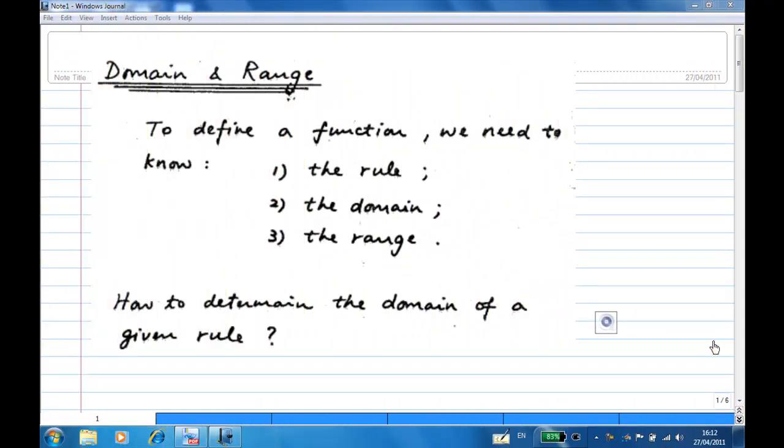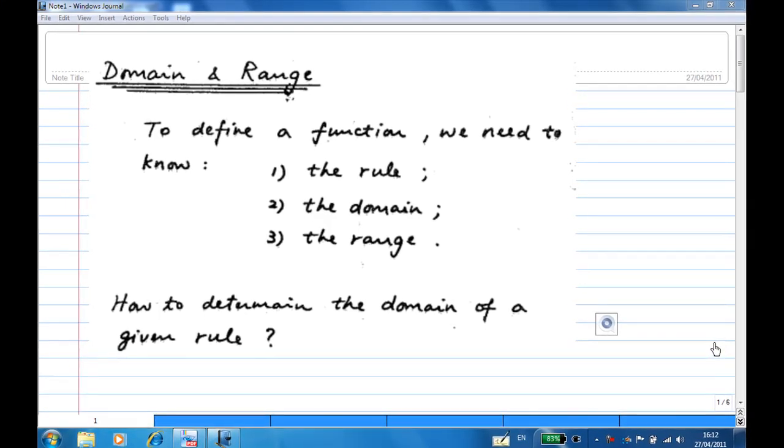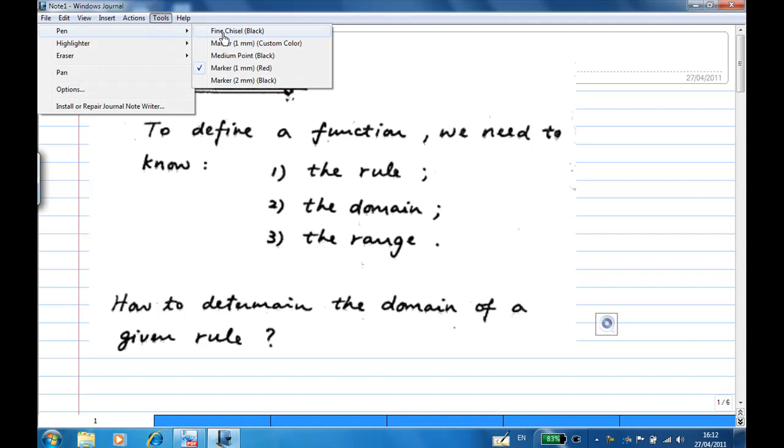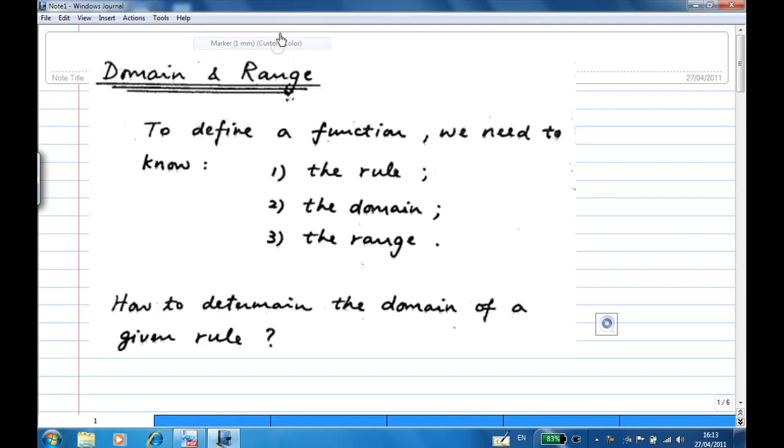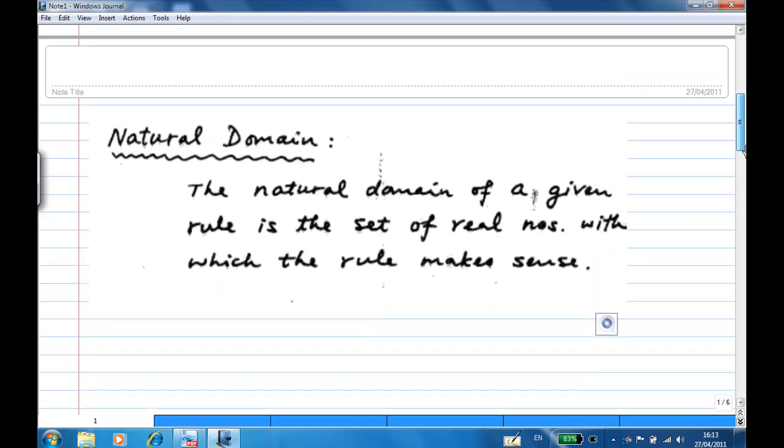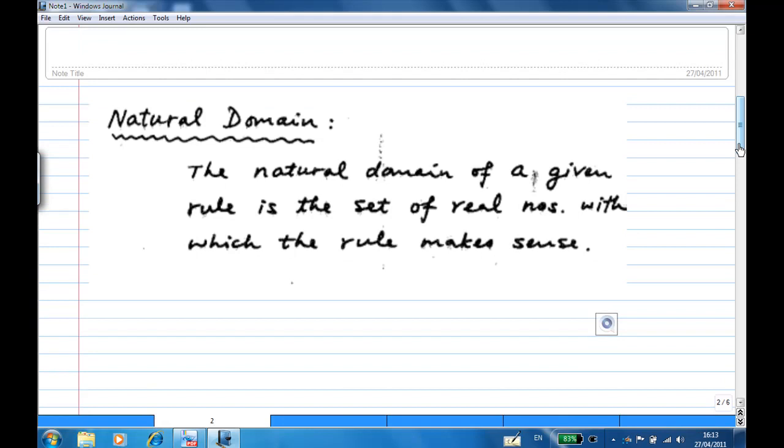From part 1 of the lesson, we know that to define a function, we need to know the rule, the domain, and the range. How do we determine the domain of a given rule? First, we can look at the natural domain. The natural domain of a given rule is the set of real numbers with which the rule makes sense.